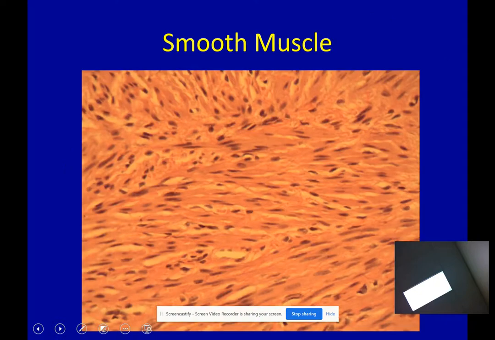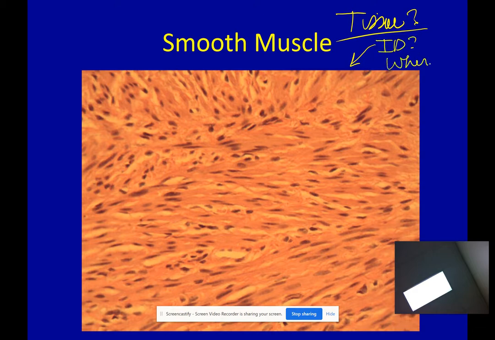Smooth muscle. Okay, what type of tissue is it? It's muscle tissue, right? Because it's in this category. Identify the slide. Well, this is smooth muscle. Where would you find it? Well, like I said, throw a dart and you'll find smooth muscle. It's actually in your skin, it's in your eye, it's in your stomach, it's in your intestines.